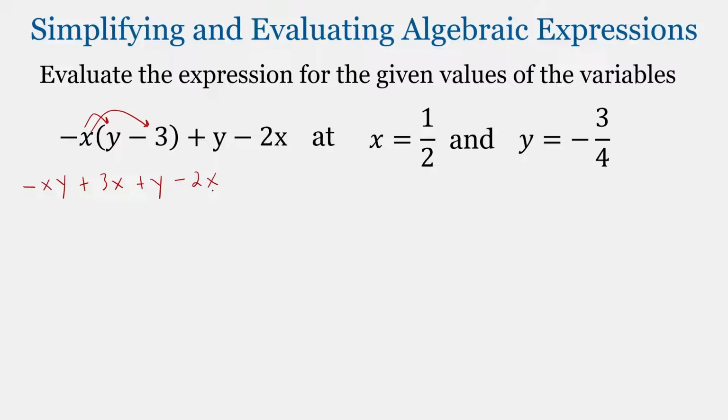Now we'll combine like terms. So we have negative xy. We only have one x times y term. We also only have one y term, so plus y. And now we have 3x minus 2x. Well, that's 1x, so plus x.